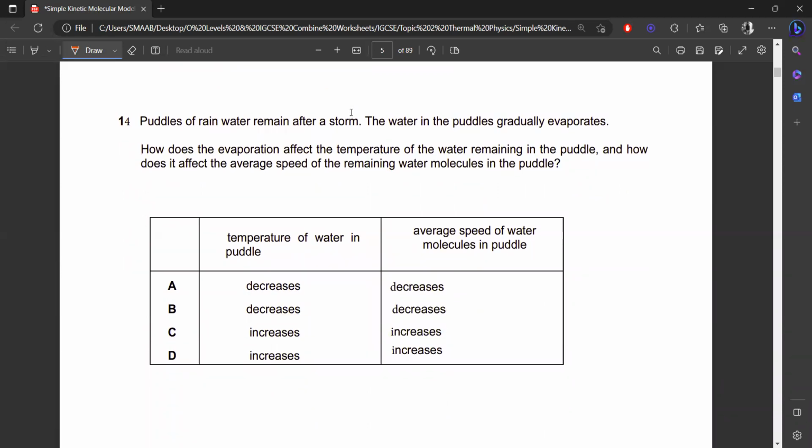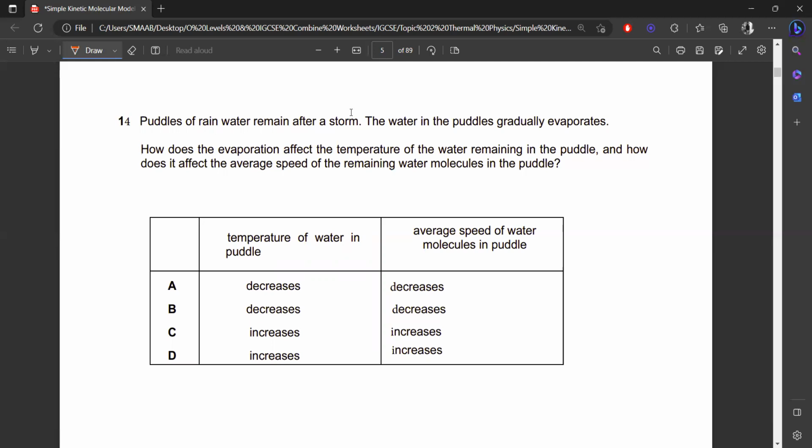Okay, puddles of rainwater remain after a storm. The water in the puddles gradually evaporates. How does the evaporation affect the temperature of the water remaining in the puddle, and how does it affect the average speed of the remaining water molecules in the puddle? So the temperature of water in the puddle will decrease, right?